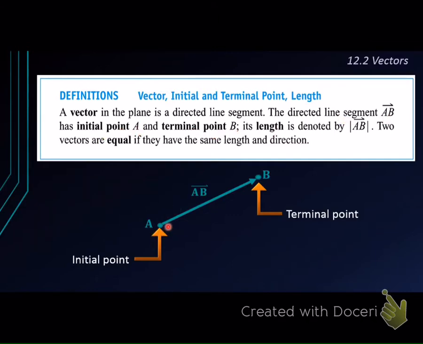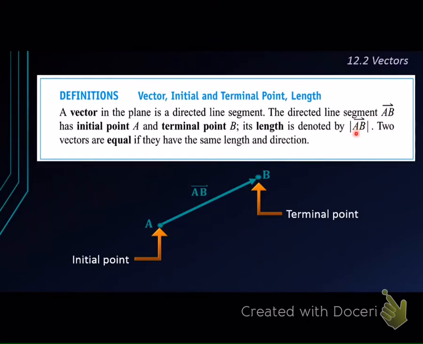Okay, and it says the directed line segment AB has initial point A and terminal point B. So this is the initial point, the starting point. The terminal point B, it's here, and we write the symbol of the vector using the starting point followed by the terminal point, A, B, and then having an arrowhead on top here to represent the vector AB. Okay, and then if we want to talk about its length, it says its length is denoted by the symbol having straight lines at the side of the vector AB.